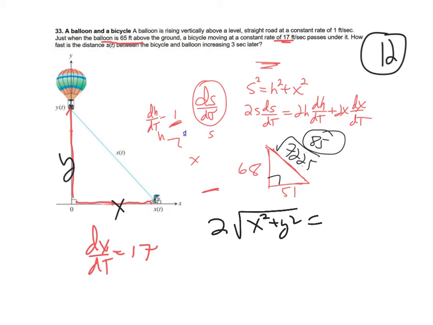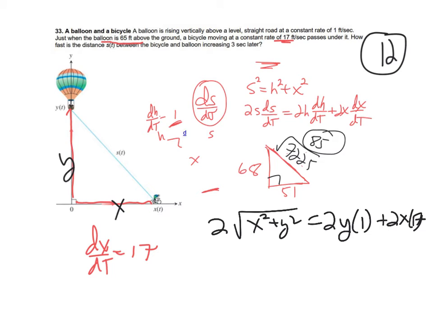Equals 2 times, what is it? It's y, I guess. 2 times y times dy dt is 1, plus 2 times x, because x is changing. And dx dt is 17, right?